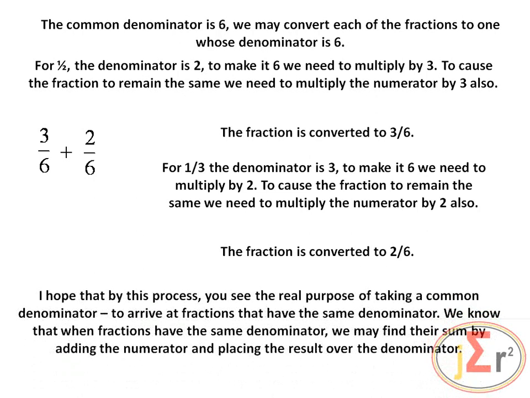I hope that by this process you see the real purpose of taking a common denominator, which is to arrive at fractions that have the same denominator. We know that when fractions have the same denominator, we may find their sum by adding the numerators and placing the result over the denominator. So they have the same denominator, we add the numerators and place it over the common denominator. So we have there 5 over 6.